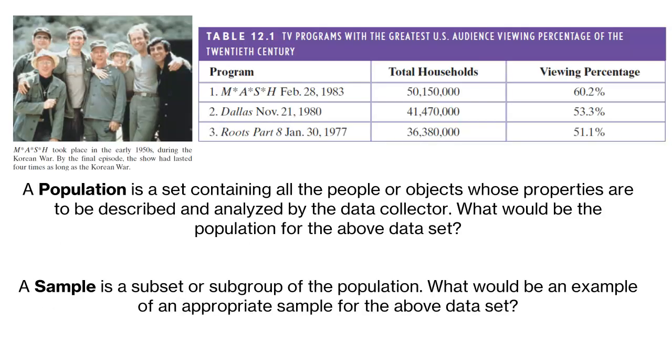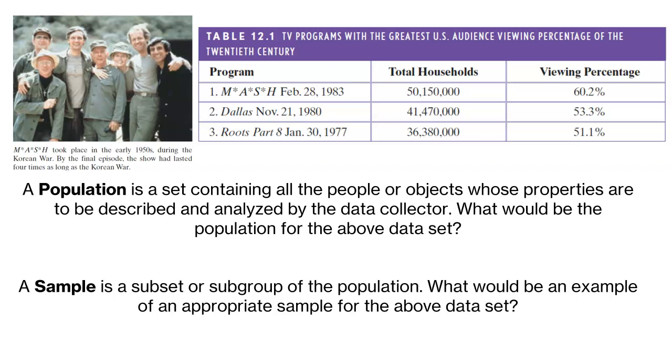Okay? So, in general, two of the first basic things we look at with statistics is our population and our sample. The population is everything that we are trying to gather information about. It is the entire group of people or objects whose properties are being described by those statistics.